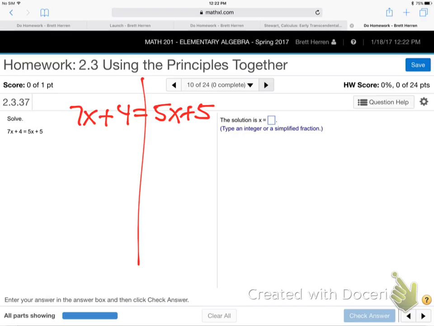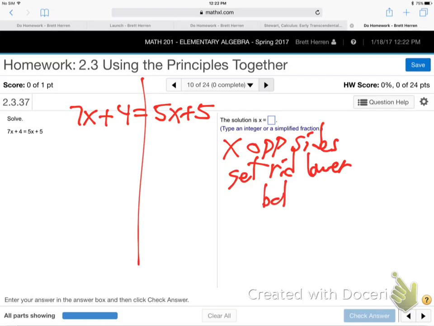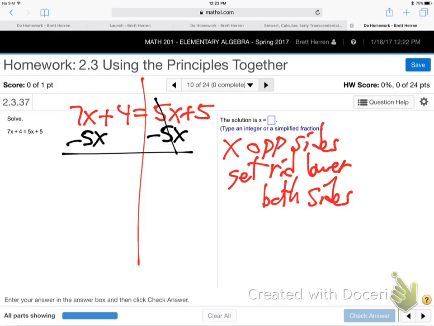Okay, so again, x on opposite sides, get rid of the lower, and do that to both sides. Right? So, who's the lower one? 5x. So the opposite would be minus 5x. That gets rid of it. I do it to both sides. So everybody good with that? X on opposite sides, get rid of the lower one. So that'd be 2x plus 4. And this is just the 5 now. Got rid of the 5x. Good to there? And now you know how to do it from here, right?